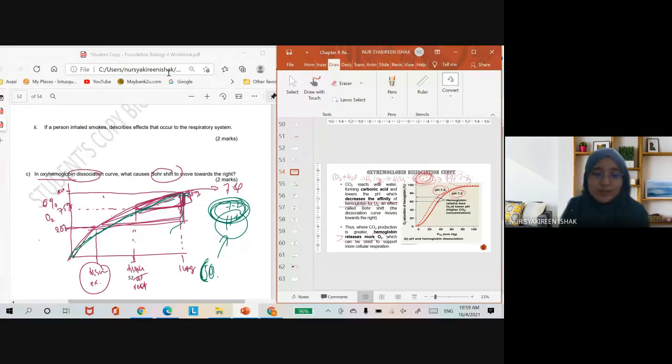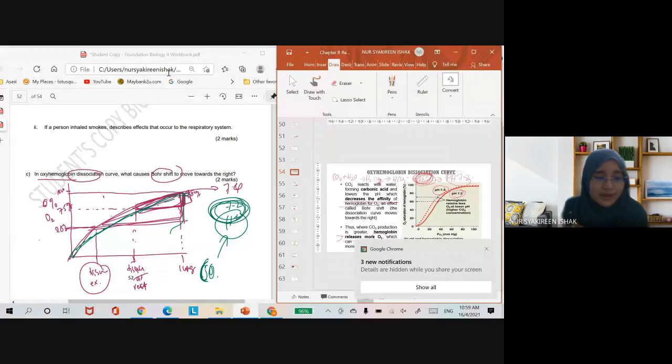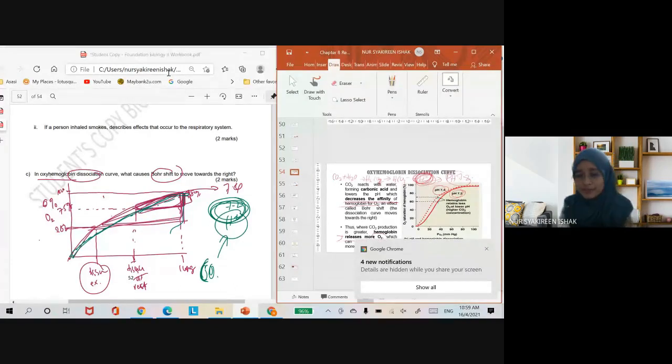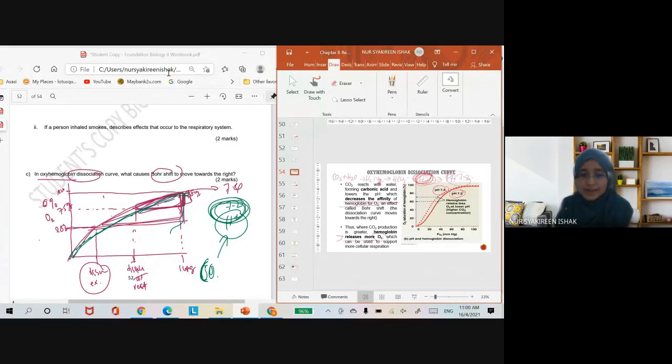Okay, so the first point, the graph moves to the right because carbon dioxide reacts with water to form carbonic acid. First point. Second point, this lowers the pH, which causes the hemoglobin to have lower affinity, okay, to bind to oxygen. Okay, that is for the second point.